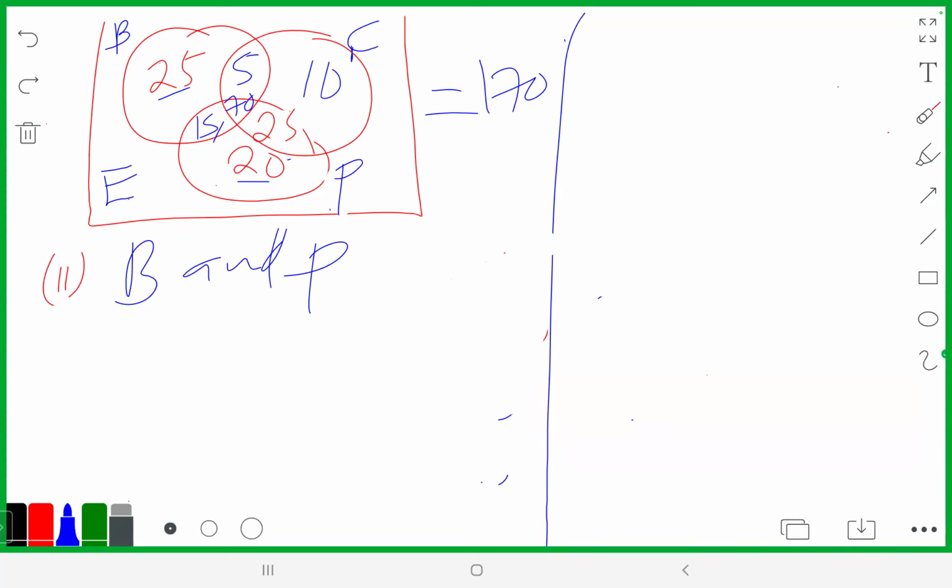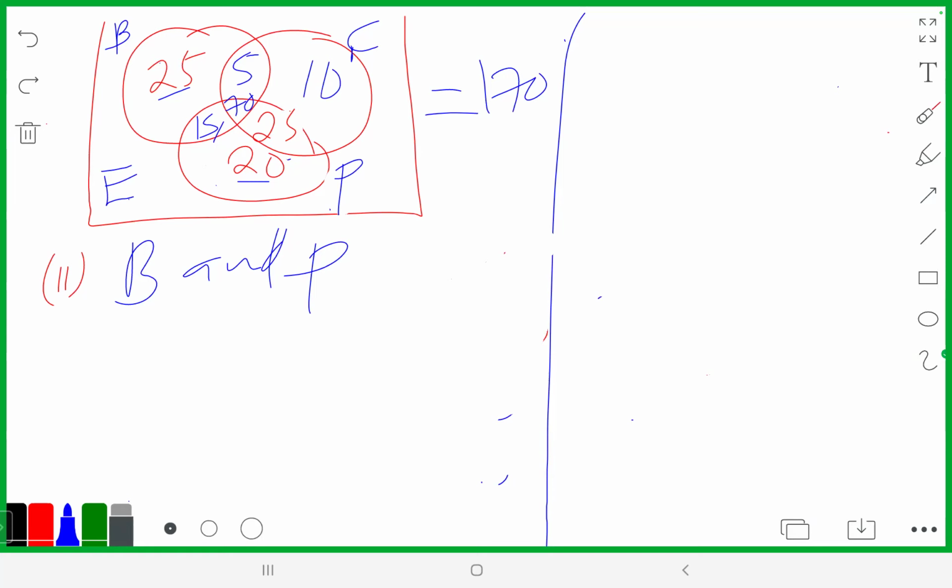Are you sure? Are you using a calculator? Say 20 plus 15 plus 25. Yes, 20 plus 15 plus 25. 60. So is it the same answer that Faith is finding, or is it different? So 60, then 170 minus 60.